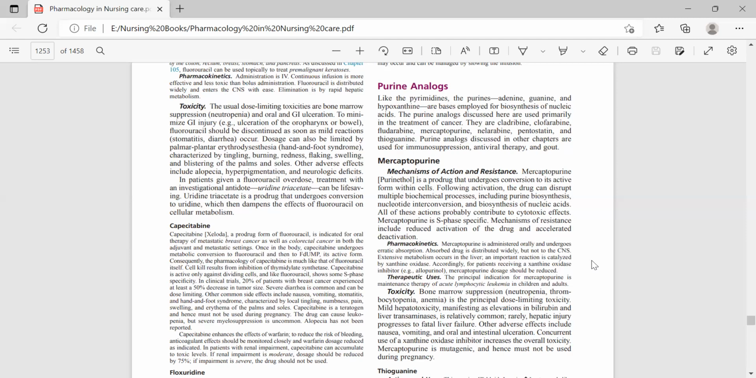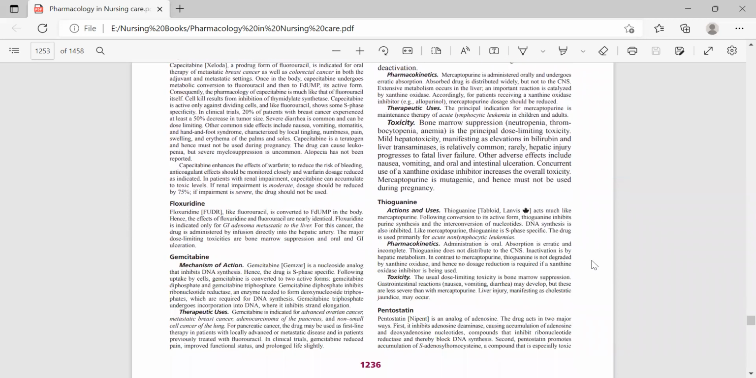The dose-limiting toxicity is again bone marrow suppression, and mild hepatotoxicity also manifests as elevated levels of bilirubin and liver transaminase, which is relatively common. Hepatic injury can progress to fatal liver failure, and other adversities include nausea, vomiting, and oral and intestinal ulceration. Use of a xanthine oxidase inhibitor increases the overall toxicity. Mercaptopurine is mutagenic, so it must not be used during pregnancy. Avoid it during pregnancy.